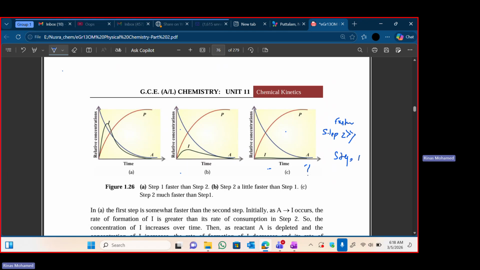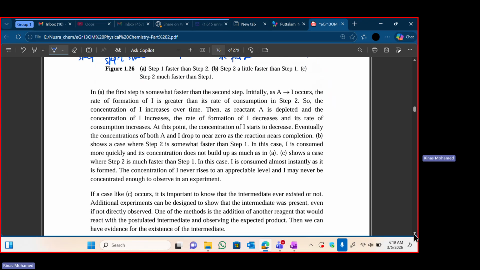In graph B, step 1 is slower, then step 2 is faster, right? And in graph A, step 1 is faster, so a certain amount of intermediate concentration is reached, and step 2 is slow. This type of graphs with the relevant intermediate concentrations you can observe in different types of reactions. Those things you have to go through in the notes.